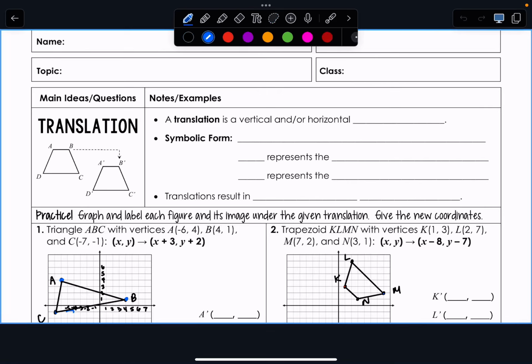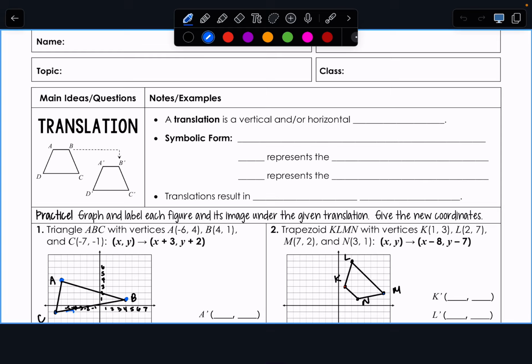We are going to work on transformations. Page 4. So there are 4 kinds of transformations, 3 of which we are going to do prior to Thanksgiving. So today we're going to talk about what a translation is. Tomorrow we're going to talk about a reflection. Thursday we're going to talk about a rotation.